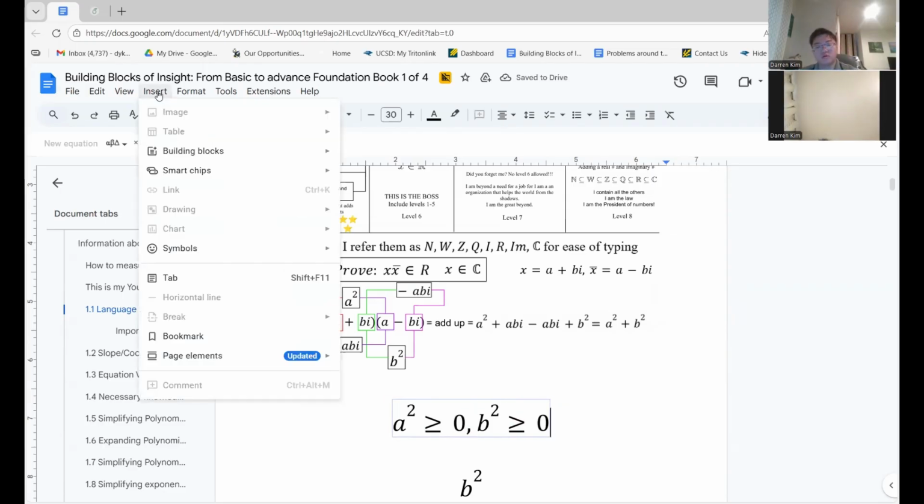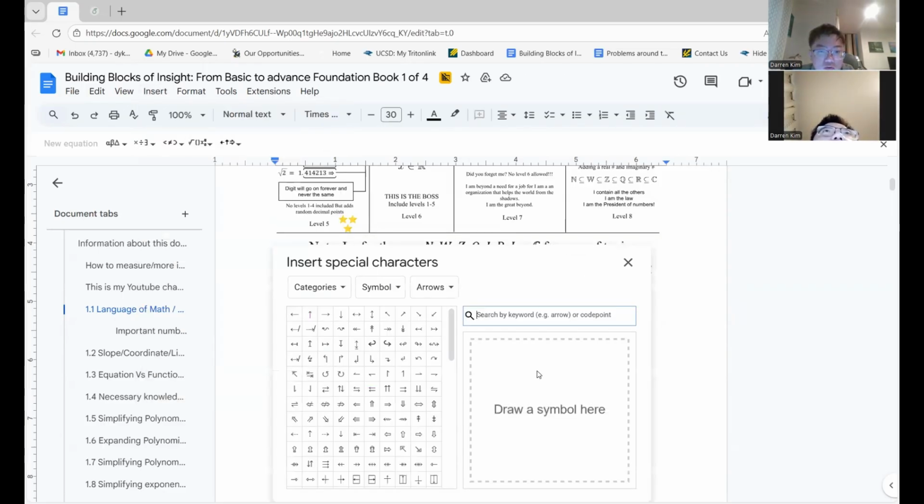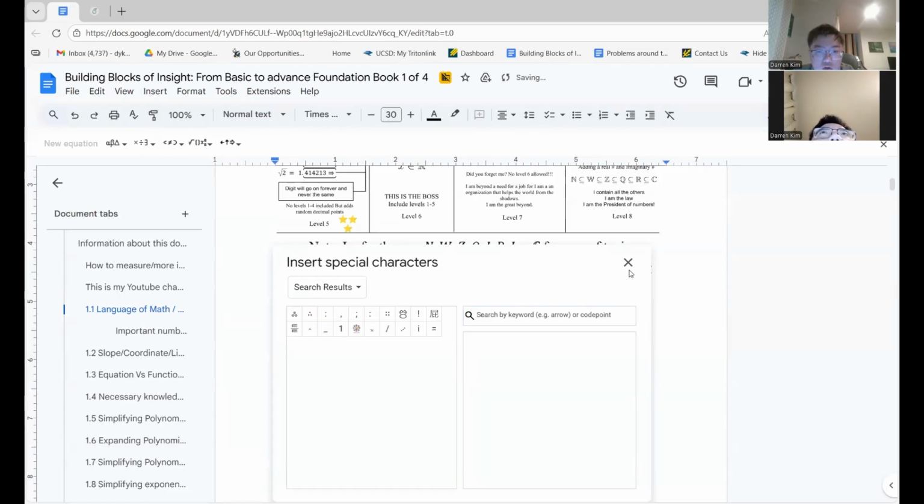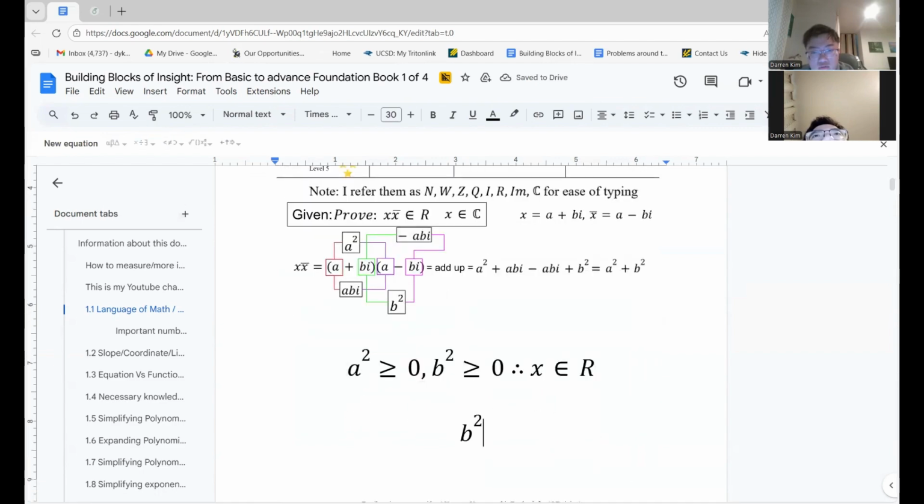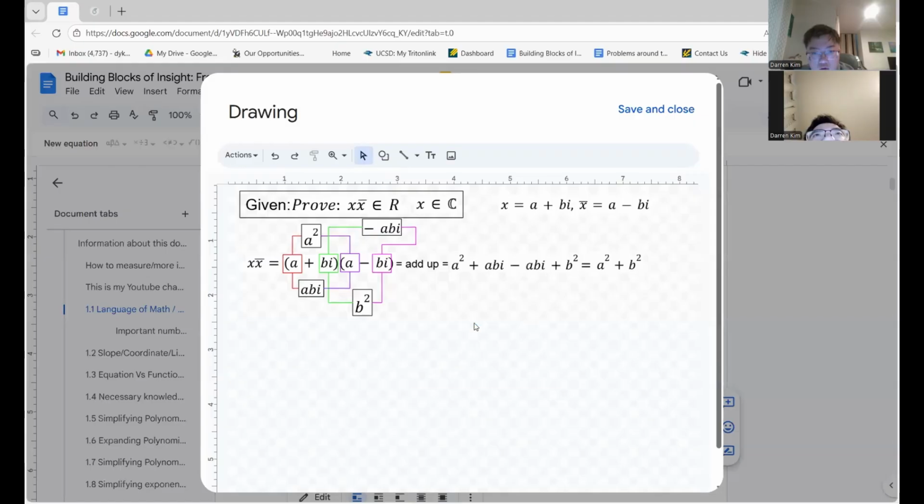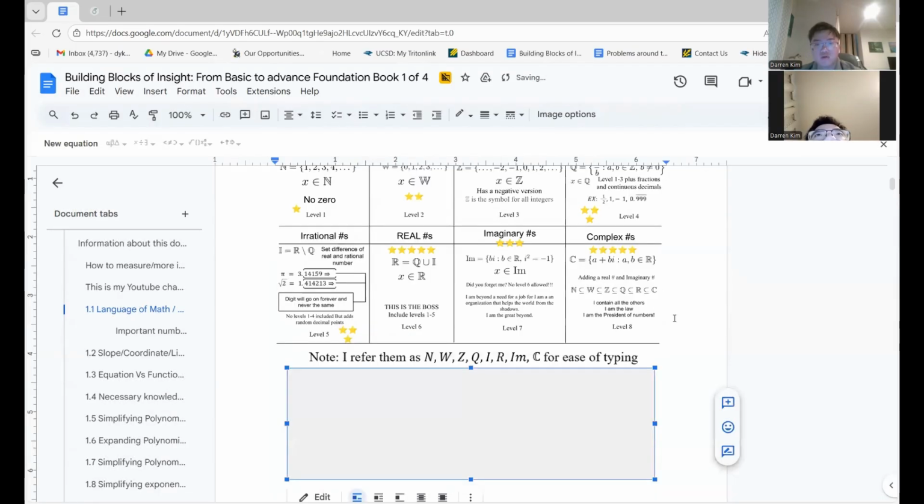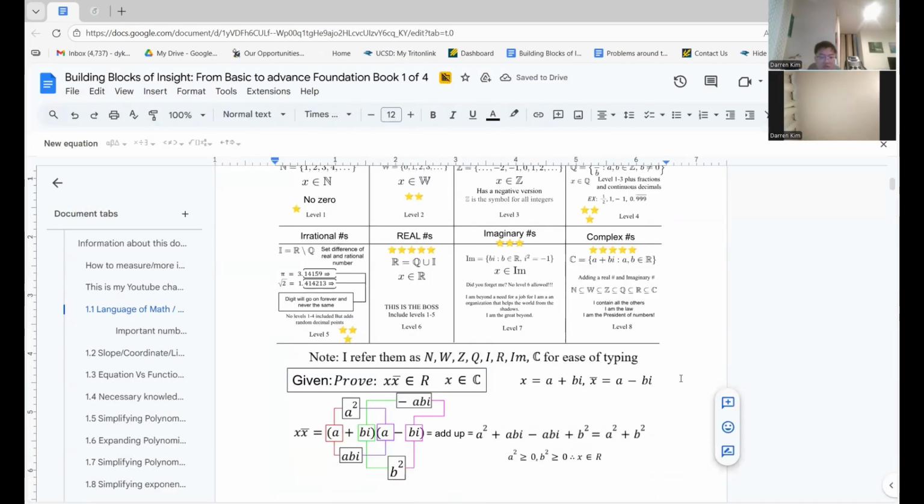Therefore, x is contained in the real numbers. And then there's your proof. I think that should be good enough proof. And then yeah, that's a good enough thing for me.